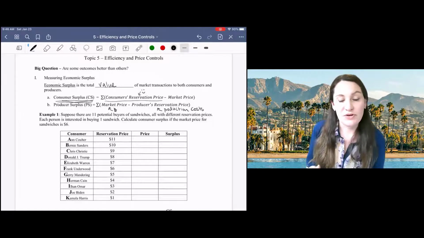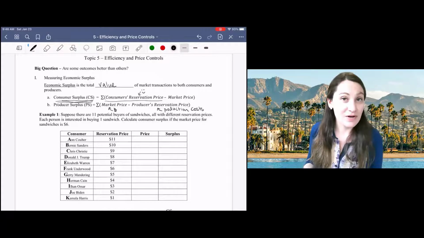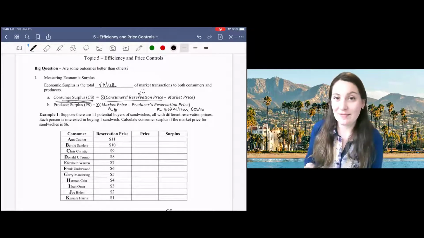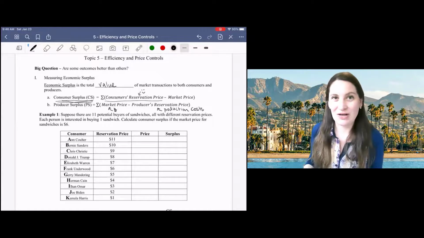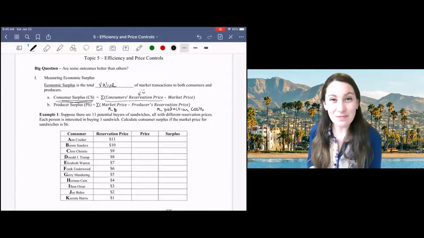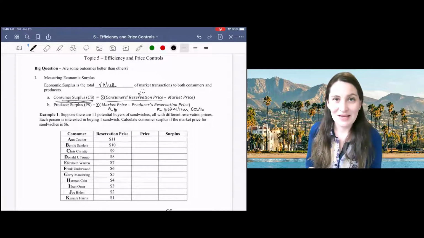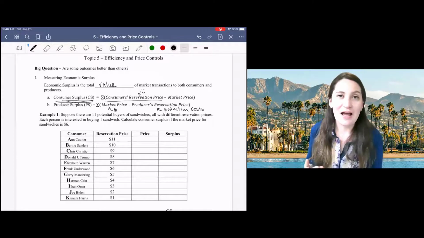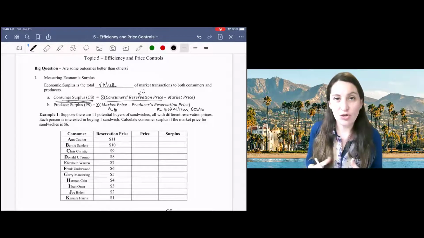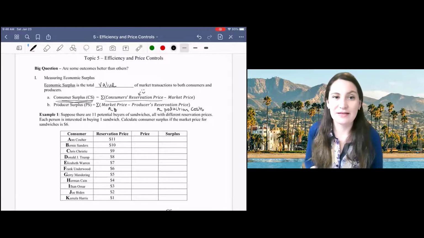So of course, producers are happy obtaining higher market prices, and their surplus is the difference between the amount of money they get and the cost of producing the product. So it's something akin to profit. We'll talk about profit in more detail later on, but that's how we'll calculate producer surplus for now. Together, consumer surplus and producer surplus comprise total surplus, the total benefit of market transactions to everyone in society.